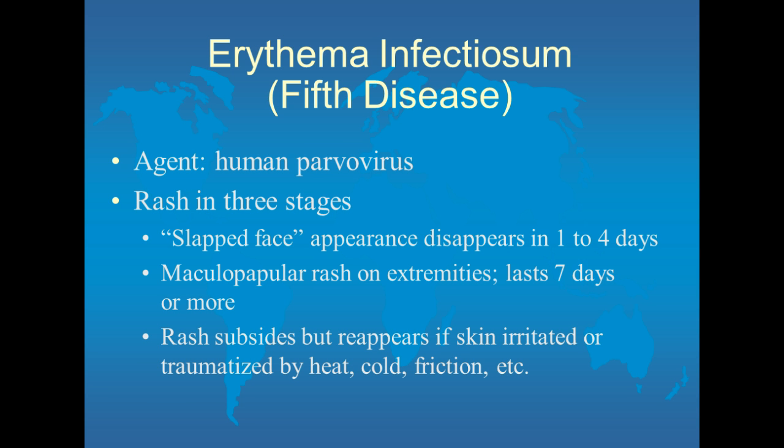Their rash is in 3 stages. You've got like a slapped cheek appearance, slapped face. It looks like a handprint almost. Their cheeks are very red. It appears in 1 to 4 days. Then you've got a maculopapular rash in the extremities that lasts 7 days or more. And the rash subsides but reappears if the skin's irritated or traumatized by heat, cold, or friction.